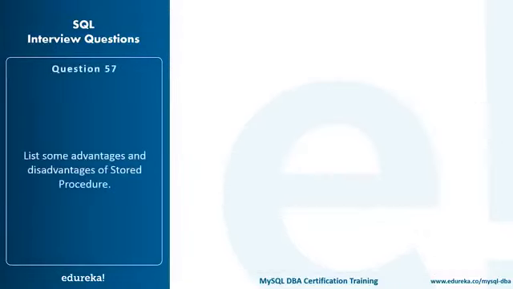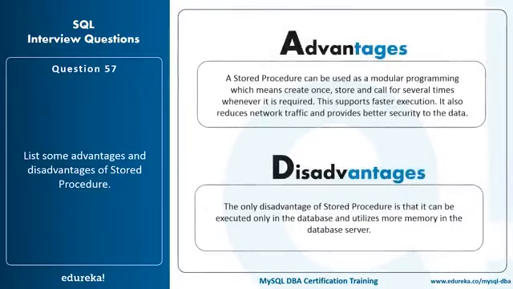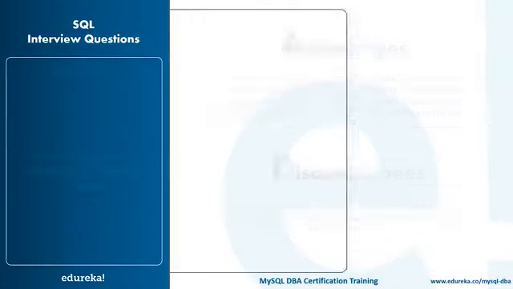List some advantages and disadvantages of stored procedure. Let's talk about the advantages first. A stored procedure can be used as modular programming, which means create one, store, and call it several times whenever it is required. This supports faster execution, and it also reduces network traffic, which provides better security to the data. Coming to the disadvantages, the only disadvantage of a stored procedure is that it can be executed only in the database and utilizes more memory in the database server. So guys, that was about the advantages and disadvantages of stored procedures. Now let's move forward with the next question.